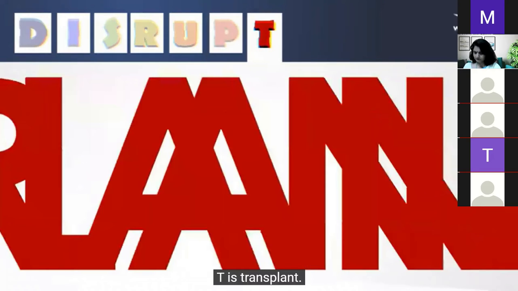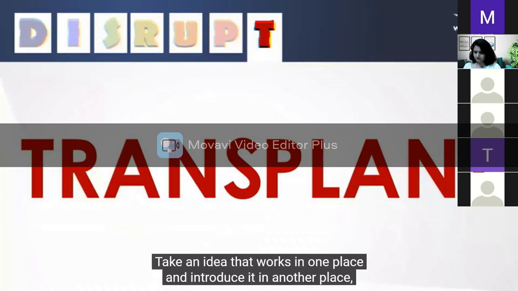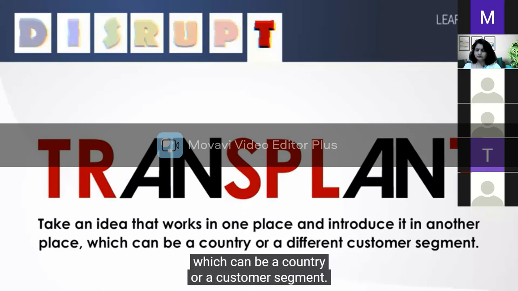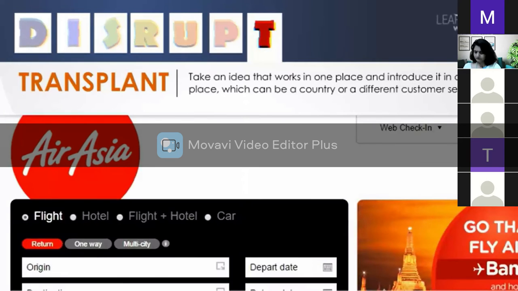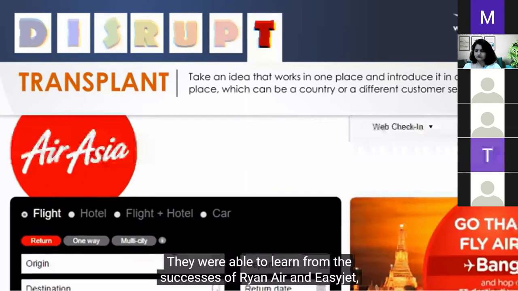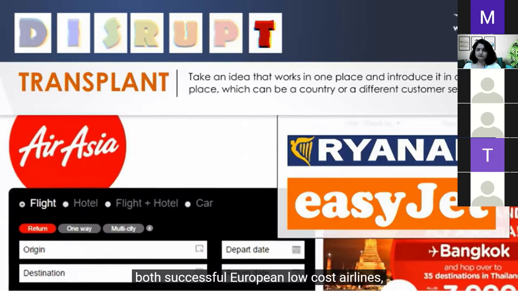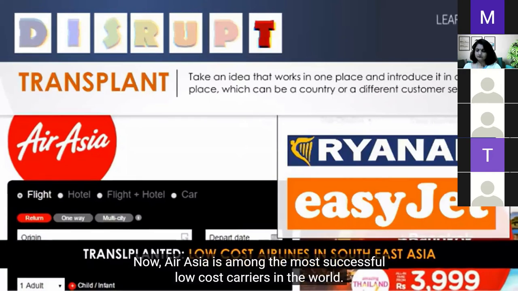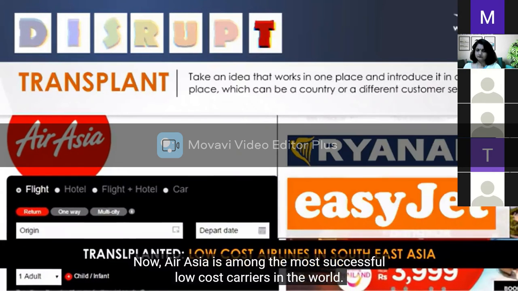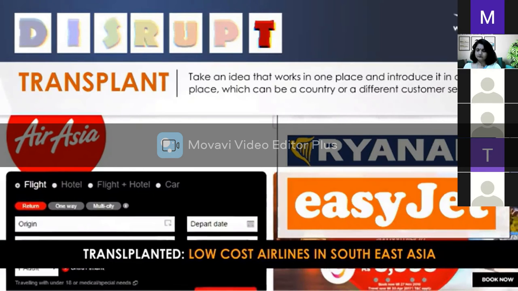T is transplant. Take an idea that works in one place and introduce it in another place, which can be a country or a customer segment. Think of Air Asia. They were able to learn from the successes of Ryanair and EasyJet, both successful European low-cost airlines, and replicate their model in Southeast Asia. Now, Air Asia is among the most successful low-cost carriers in the world.